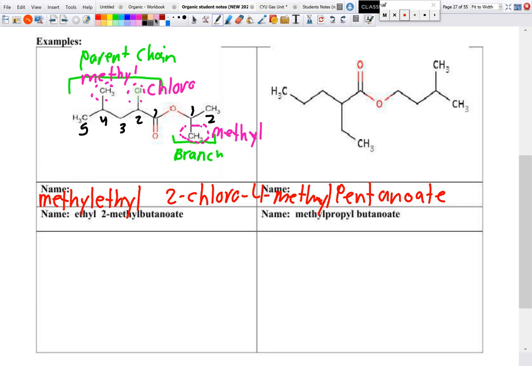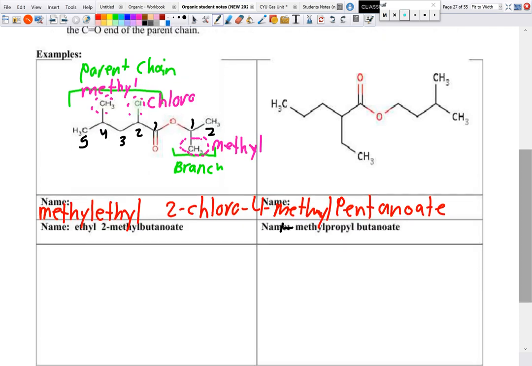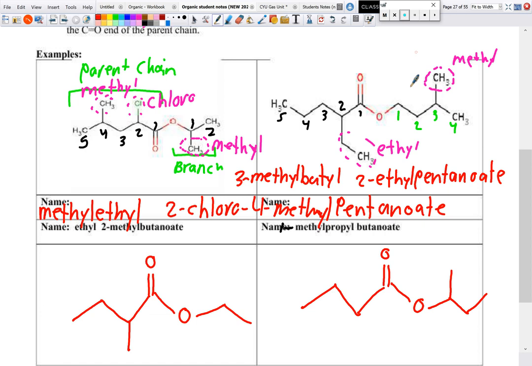Now, there is a typo here. It should be 1-methyl propylbutanoate, and try to draw that one. But either way, I'm going to give you 3 seconds. I'm going to put up the drawings and the name for this one up here. All right, and these are the answers.